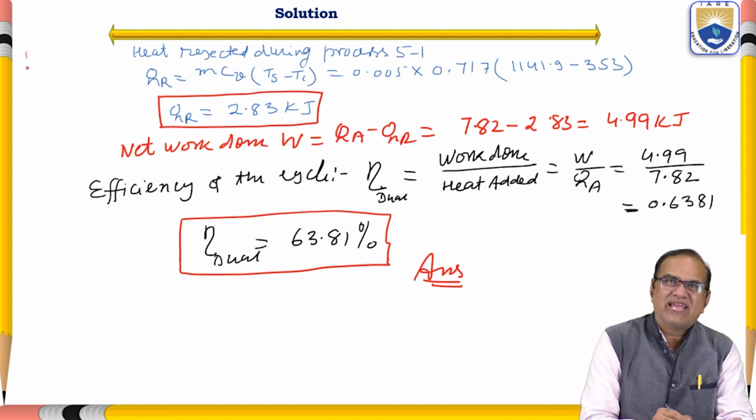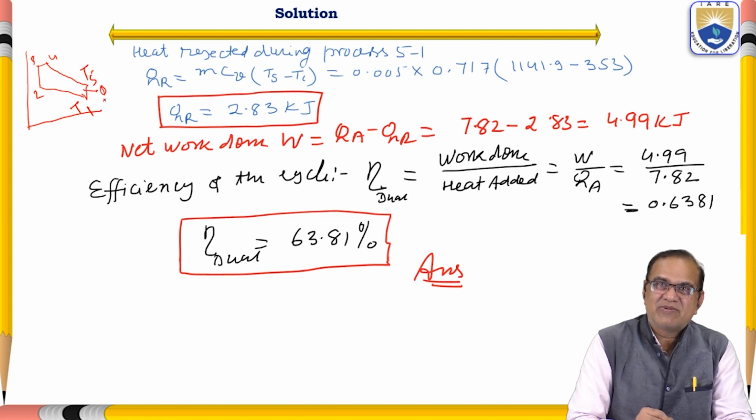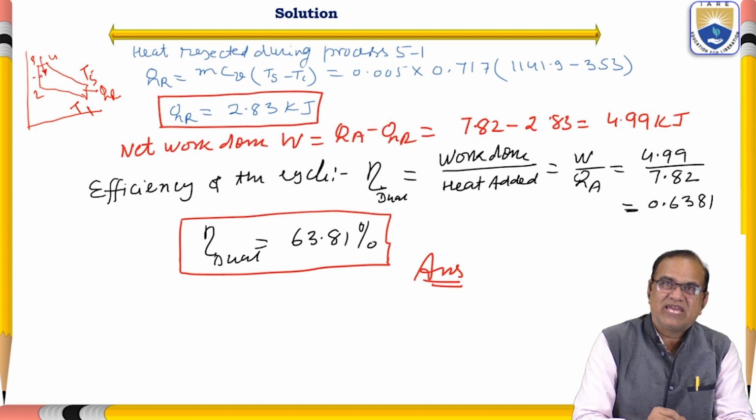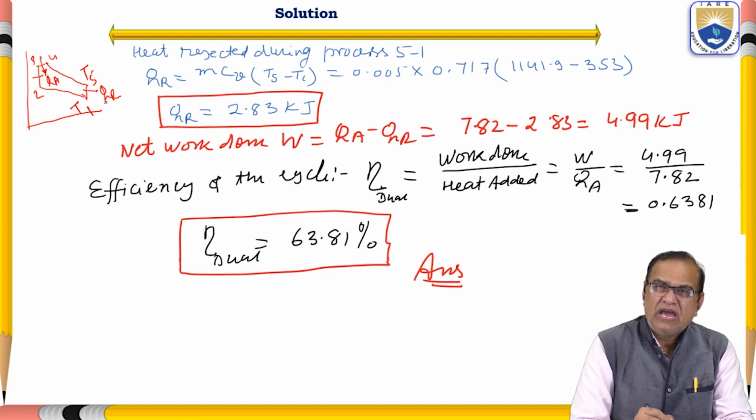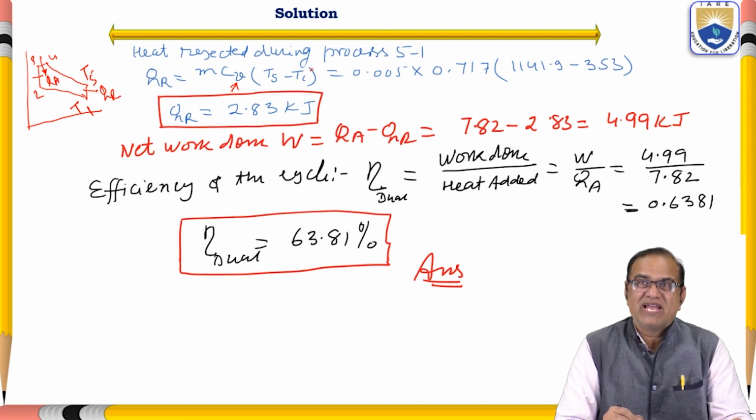So here I am again drawing a small diagram. Dual cycle. This is the 5, 4, 3, 2, 1. So here T5 and this is the T1. So T5 minus T1, this is the heat rejected. I am writing here QR and here it is QA. So QR is equal to MCV. It is a constant volume process. We have to use the CV, not the CP. So QR is equal to MCV (T5 minus T1).